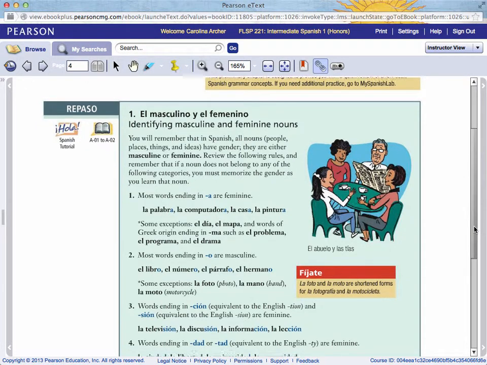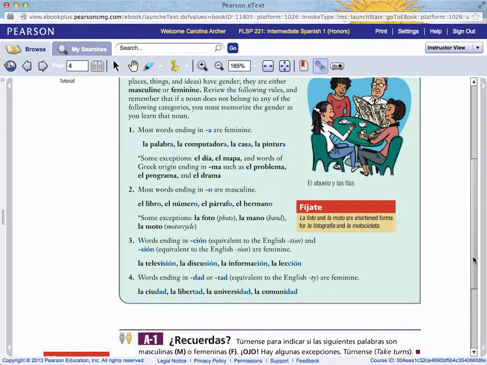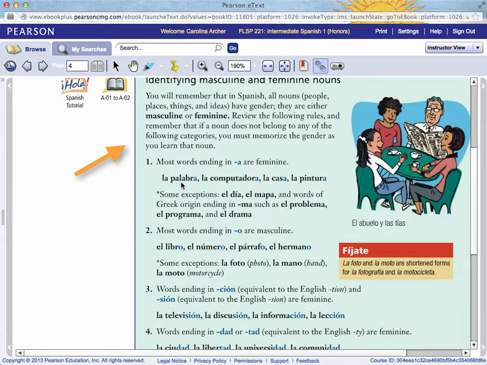So the rules are that most words, and the key word here is most, most words ending in a are feminine, okay? Most of them. La palabra, la computadora, la casa, la pintura. But there are exceptions, okay? Some exceptions are very, very common words like día. Día, we use that word all the time. Mapa. El día, el mapa. Those are words that end in a, but they are masculine. Okay, el día y el mapa.